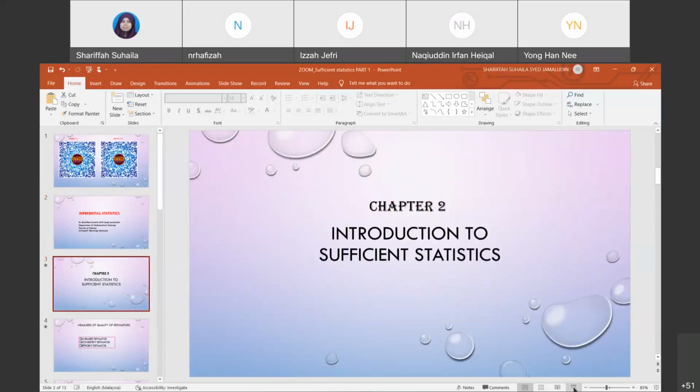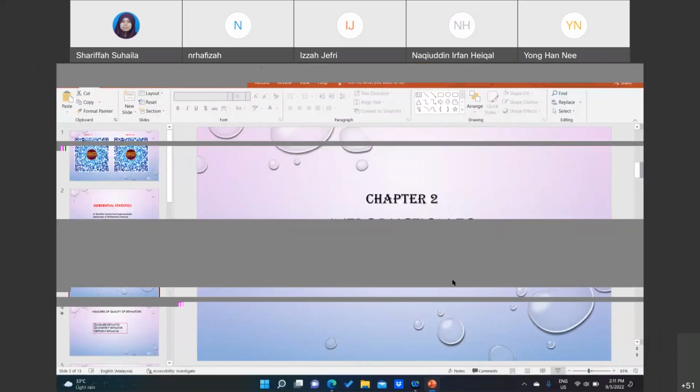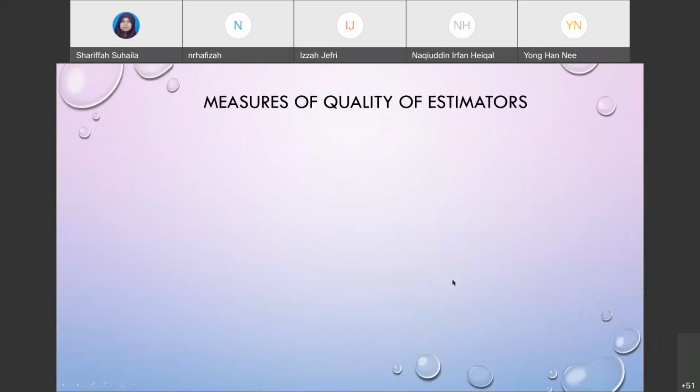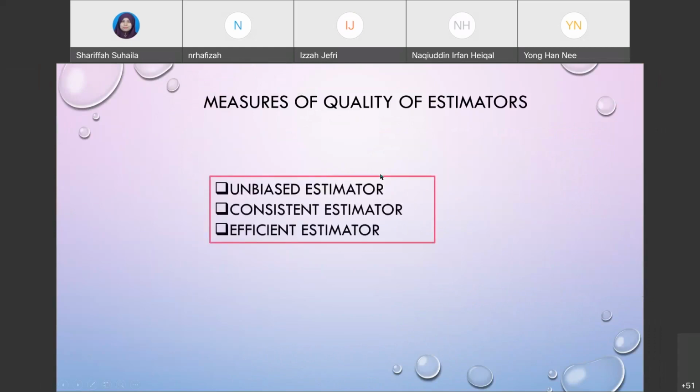Okay, the first part is on the introduction to sufficient statistics. So actually, the first step, we just review back on the measure of quality of estimator. We already looked at the concept for properties of unbiased estimator. Unbiased estimator means if you have a theta hat, you need to prove the expected value of theta hat is equal to theta.